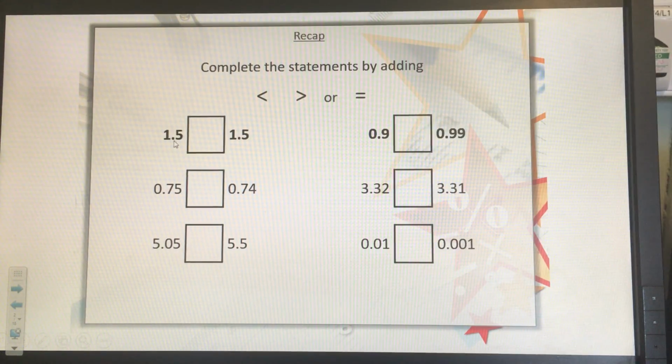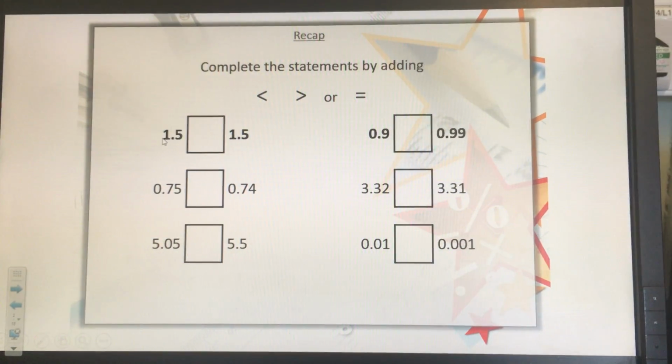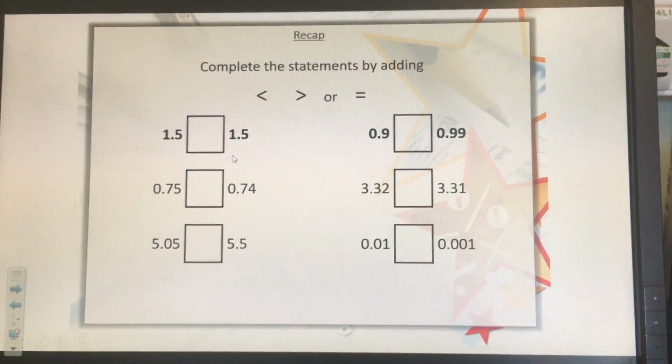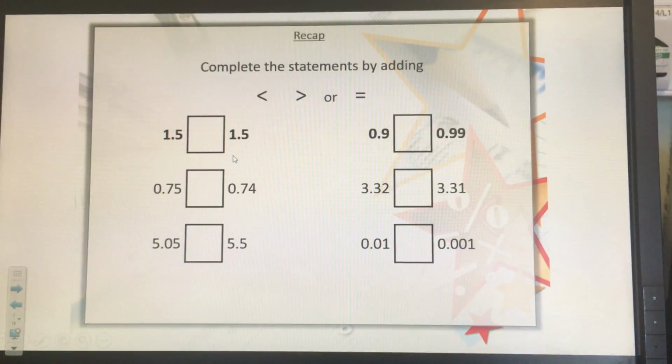We've got 1.5 and 1.5. They both have the same amount of ones and the same amount of tenths. So that must mean I need the equal symbol because they are equal. Have a go at these numbers yourself. You don't need to submit these onto eSchools. I'm going to ask you to self-mark those in a second. So you might want to pause the video now to have a go at those questions.